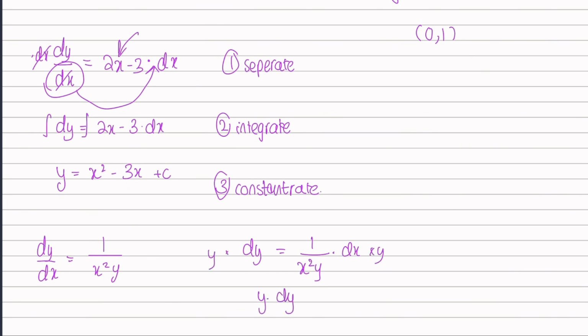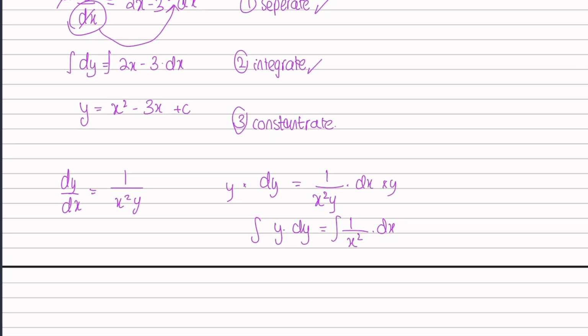That becomes y squared over 2, which equals, well, it's x with a negative power, so just the integration of x to the power of negative 2 taken with respect to x. I get y squared over 2 equals x to the power, add 1 to the power, divide by the new power, negative 1, and add a c.